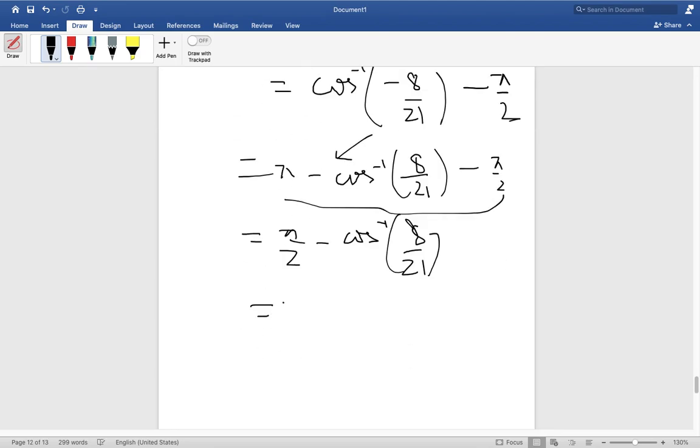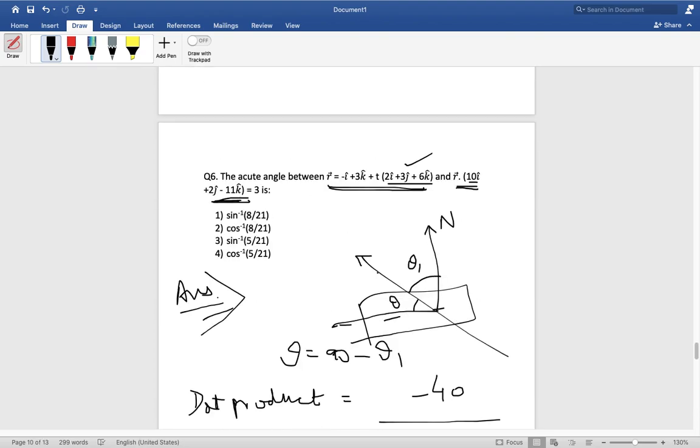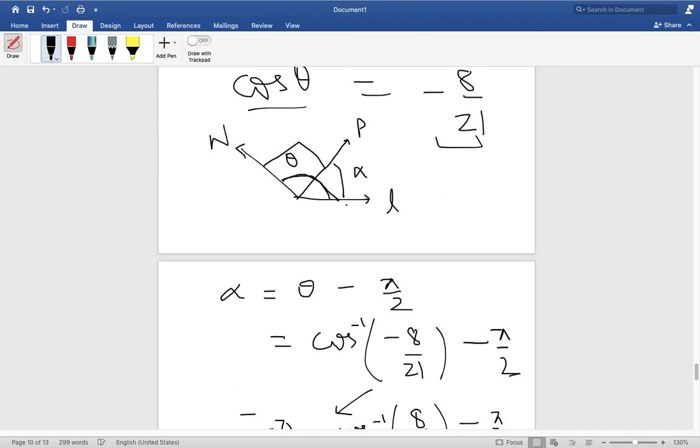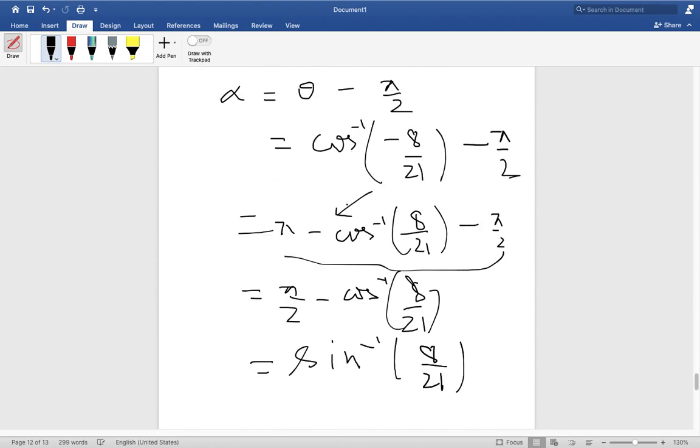Now this is, I think, sine inverse of 8 by 21. Yeah, that's it, we're done. So these are the six problems.